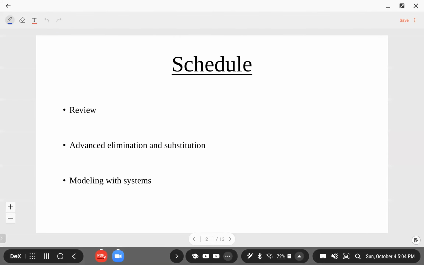So this is our schedule. First we're going to do a review on our three types of methods to solve systems: elimination, substitution, and graphing. Then we're going to go deeper into elimination and substitution because those are the main two methods you use for systems. And then we're going to be modeling real life problems with systems. Very useful. The last subject.